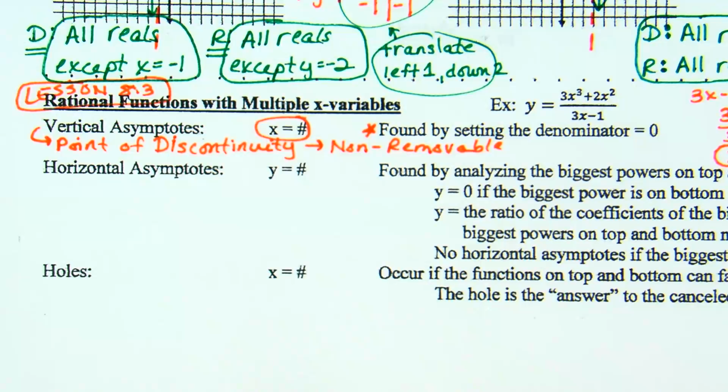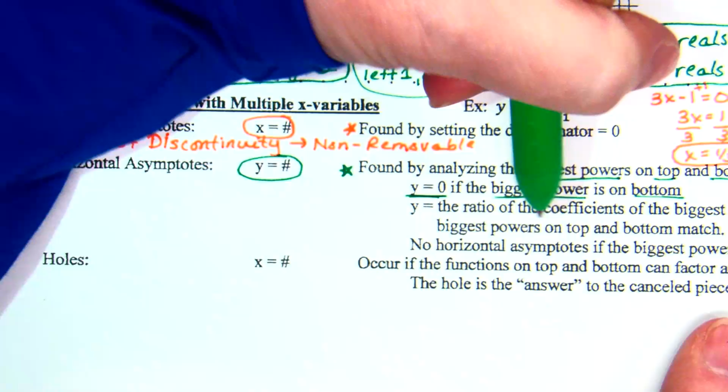So the next one says y equals the ratio of the coefficients of the biggest powers if the biggest powers on top and bottom match. So if your highest power on top and your highest power on the bottom are the same, then we take the coefficients, the numbers out front. And lastly, there's no horizontal asymptote if the biggest power is on top.